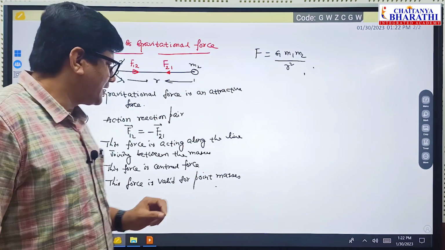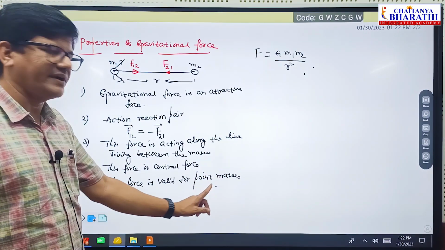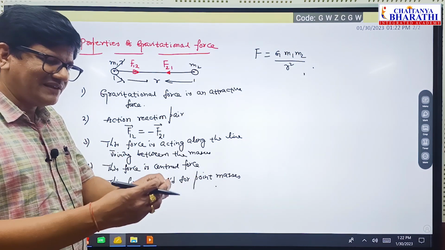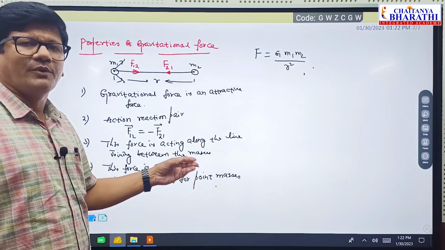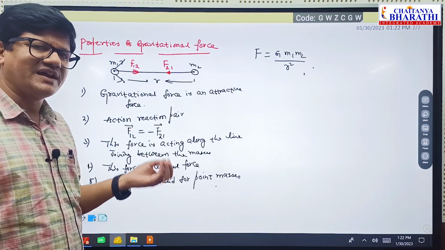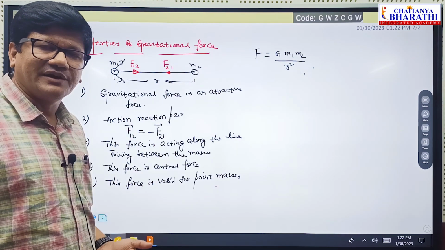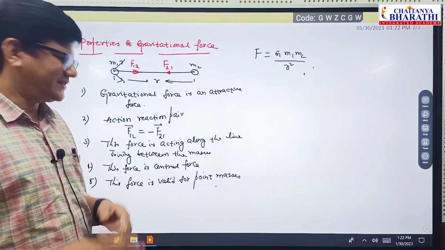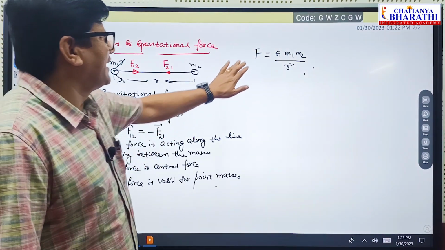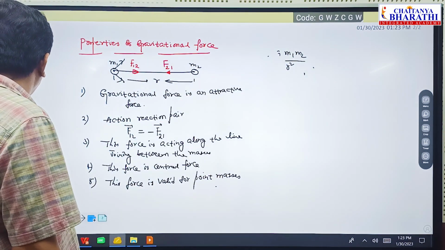So the formula is valid for point masses. When the distance of separation between the two bodies is much greater, the bodies are considered as point objects and we calculate the gravitational force between them. So these are the properties of gravitational force.